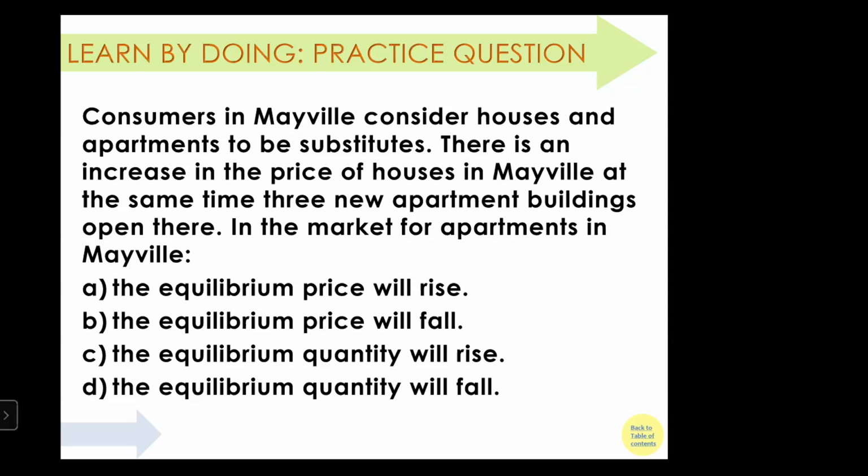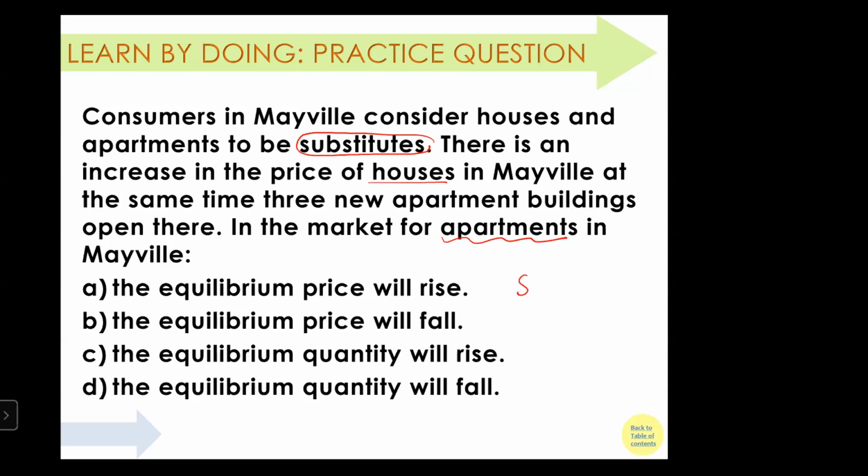Okay. Consumers in Mayville consider houses and apartments to be substitutes. There's an increase in the price of a house. At the same time, 3 new apartment buildings open. Now the question is about the market for apartments. Right? So if we focus on the market for apartments, let's see what happened. So there are 2 things happening at the same time.